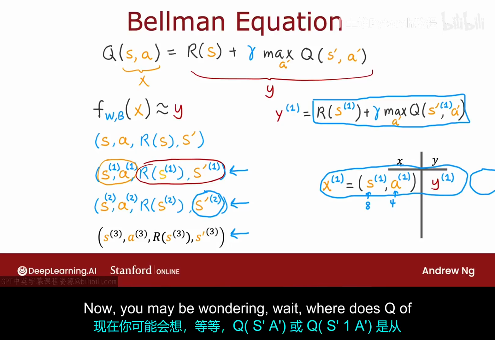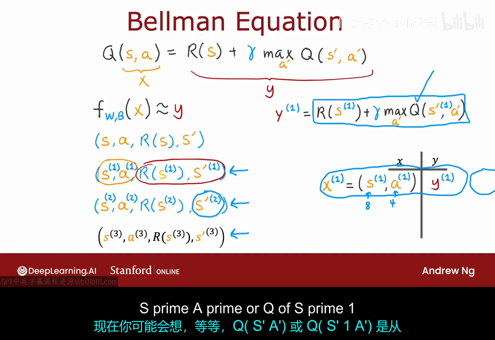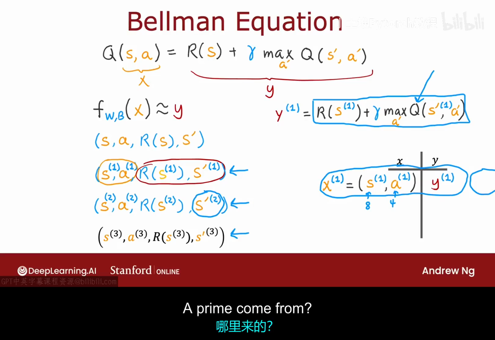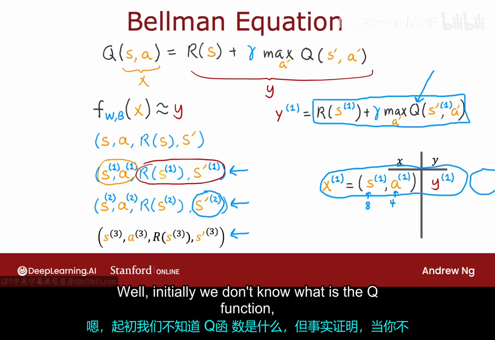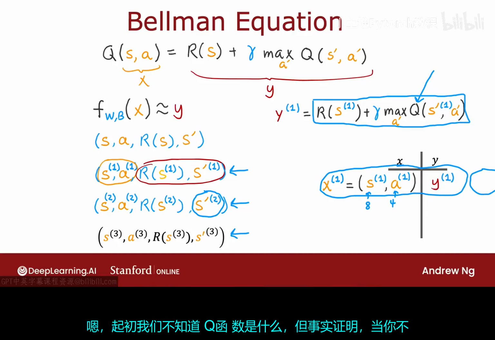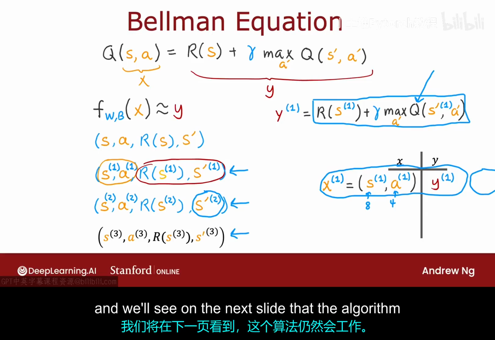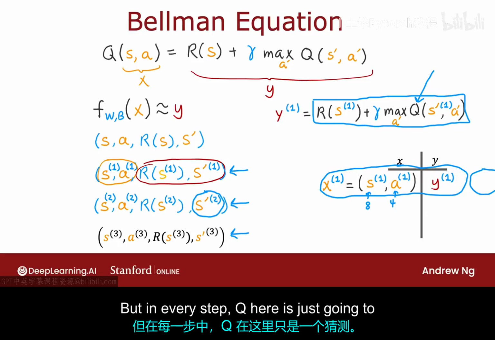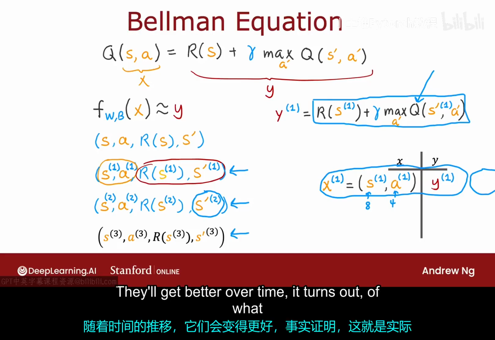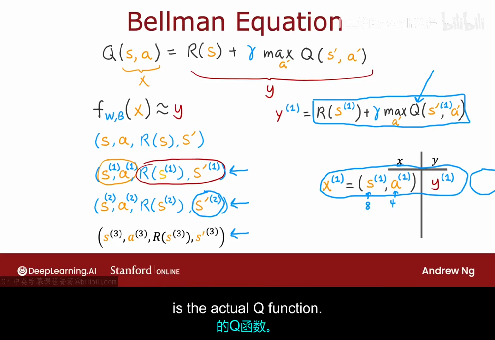Now, you may be wondering, wait, where does Q of S prime, A prime, or Q of S prime 1, A prime come from? Well, initially, we don't know what the Q function is, but it turns out that when you don't know what the Q function is, you can start off with taking a totally random guess for what the Q function is. And we'll see on the next slide that the algorithm will work nonetheless. But in every step, Q here is just going to be some guess that will get better over time, it turns out, of what the actual Q function is.